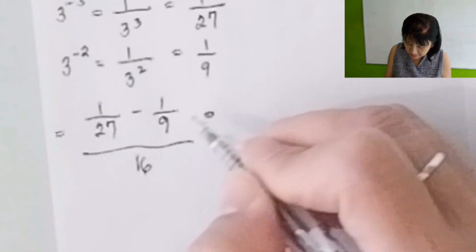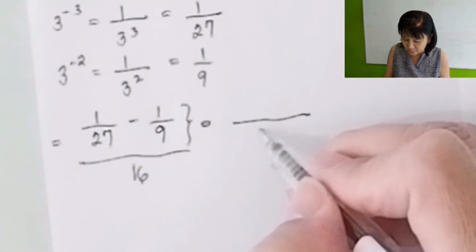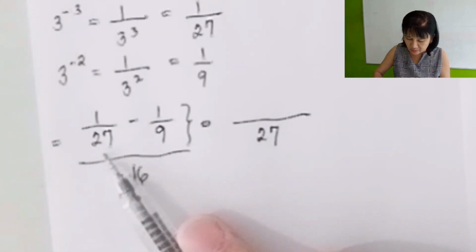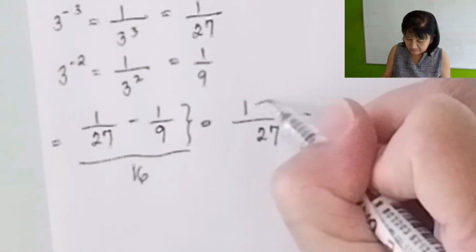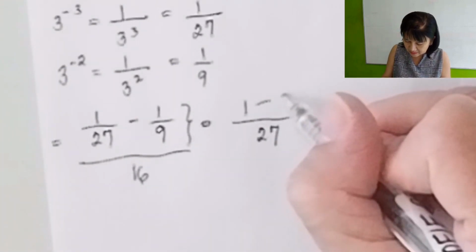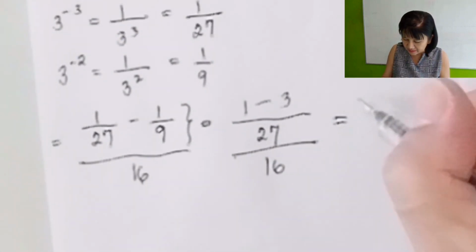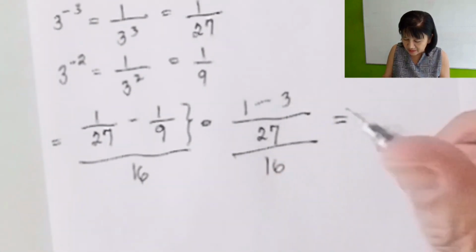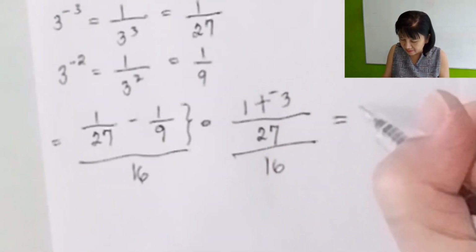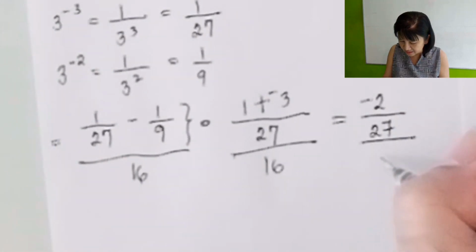Now, you add or subtract these two first. LCD is 27. 27 divided by 27 is 1 times 1 is 1. 27 divided by 9 is 3 times 1 is 3. All over 16. So now you have here 1 minus 3, which is just the same as 1 plus negative 3, or negative 2 over 27, all over 16.